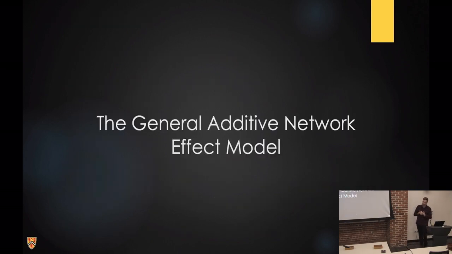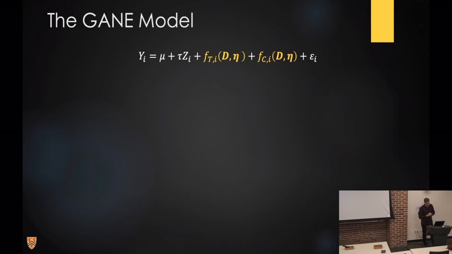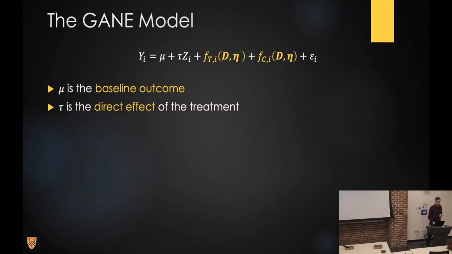One such model is what we call the general additive network effect model. Let's talk about what that is. It looks like a regression. The structure is that my response is influenced by a couple of different things. One is this constant mu, like an intercept term, which says what the baseline outcome is. Then tau, the coefficient on our treatment indicator Z, is the direct effect of treatment.